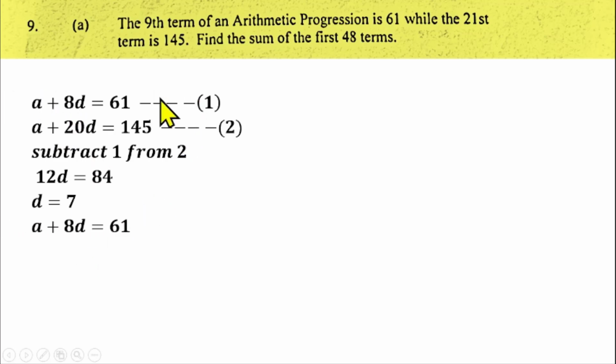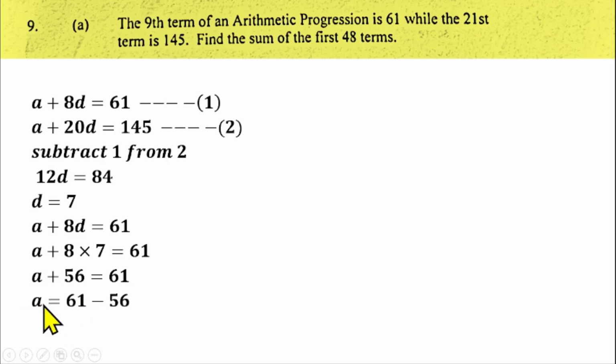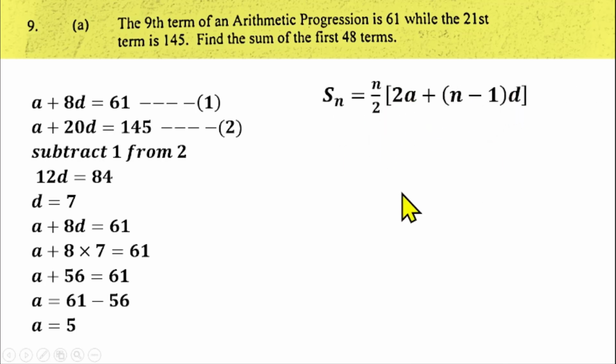So from equation 1, we have a plus 8d equals 61. Put your d here: you have a plus 8 times 7 equals 61. Then 8 times 7 is 56. Then collecting terms, a will be equal to 61 minus 56, and that gives us 5 as the value of our a. So we know our first term, and we know the common difference. You can now sum the first 48 terms using the sum of terms in an AP, which is n over 2 into 2a plus n minus 1 multiplied by d. We are summing 48 terms, so our n is 48.